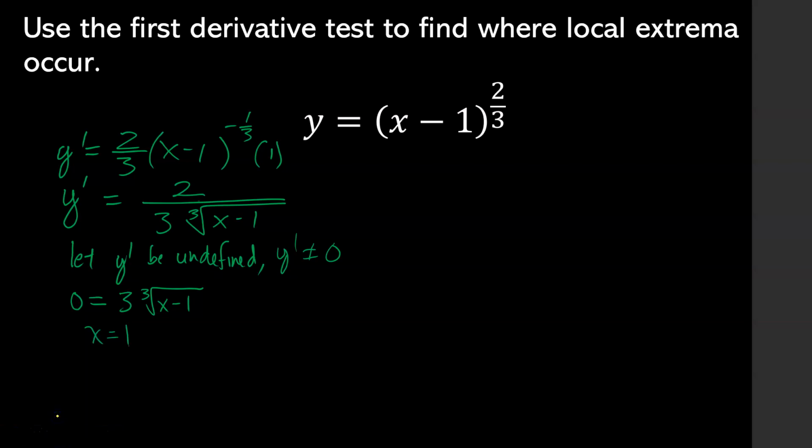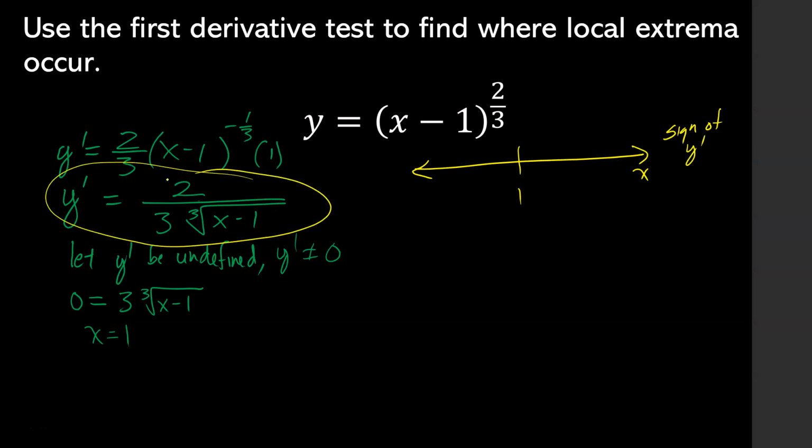So let's make a sign chart. What numbers should we include? We're going to include 1, and that's all. These are x values, and this sign chart tells us the sign of y prime. So we need to choose a value greater than 1 to substitute into y prime. Hopefully you can tell, no matter what number you use, we're going to get the cube root of a positive number inside of there, so the whole y prime is going to be positive, which means y is going to be increasing for x values greater than 1.